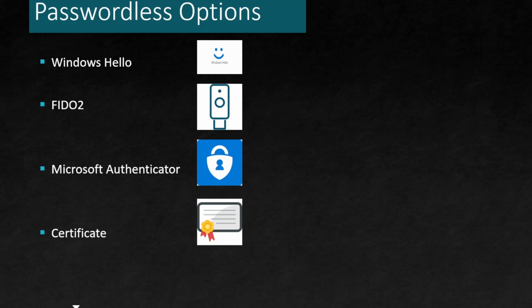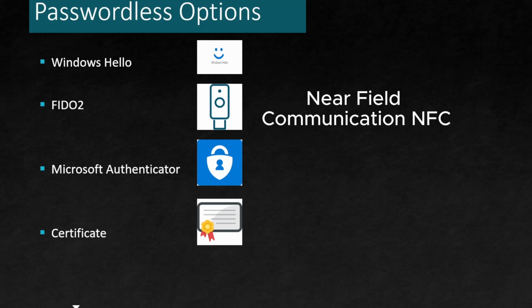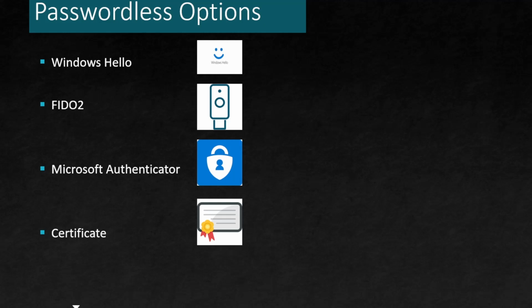Now, FIDO2 security keys are a new way of authenticating online without the use of passwords, and they are based on the FIDO, that is Fast Identity Online Alliance Standards, which aims to make authentication more open and secure. Now, FIDO2 security keys can be any device that supports the web authentication standards, such as a USB stick, a Bluetooth device, or an NFC device. They provide a strong and an unphishable authentication method that does not rely on usernames and passwords.